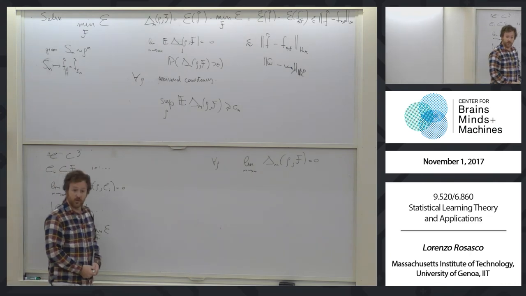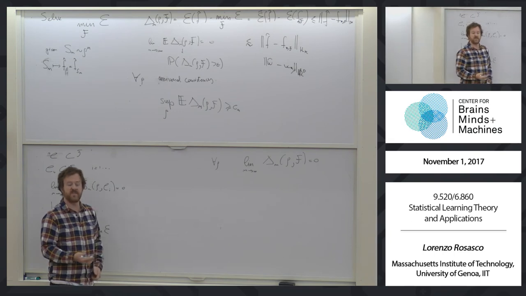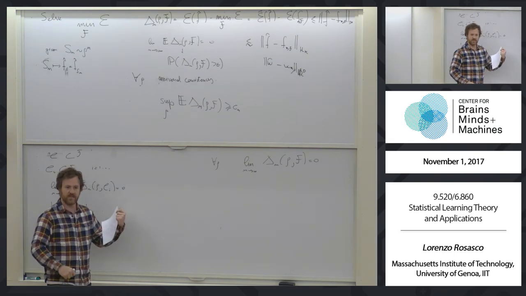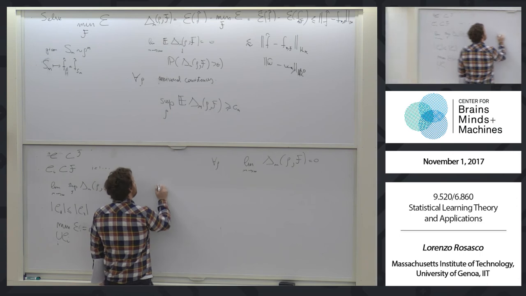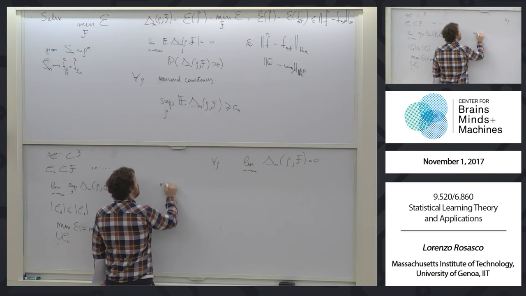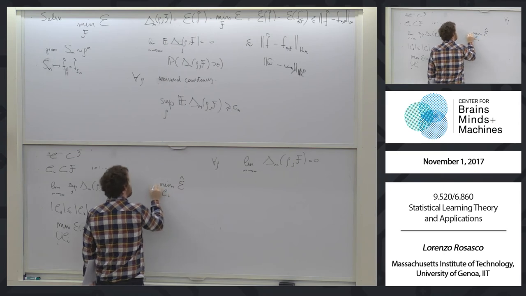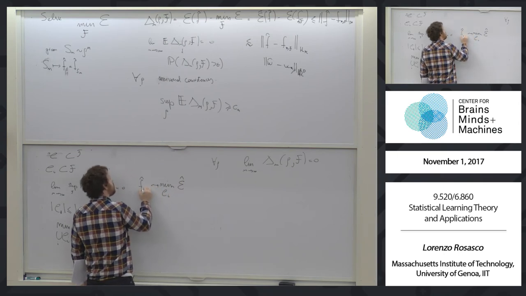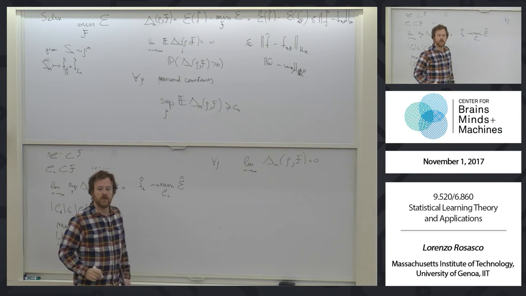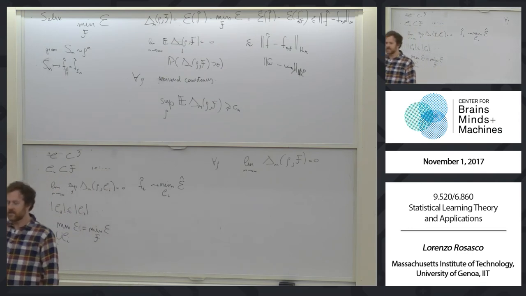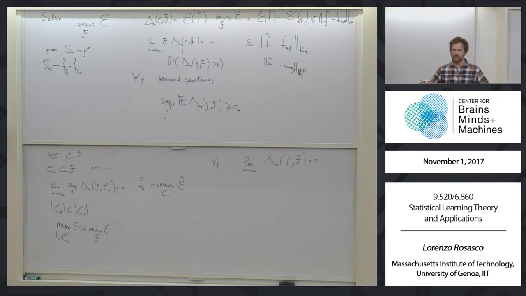Now let's introduce the algorithm we want. It's just empirical risk minimization on one of these classes. So it's going to be the minimum of E hat over the class I, and this gives me my f hat I. I here again is the index of the class I'm considering, which corresponds to a certain size.